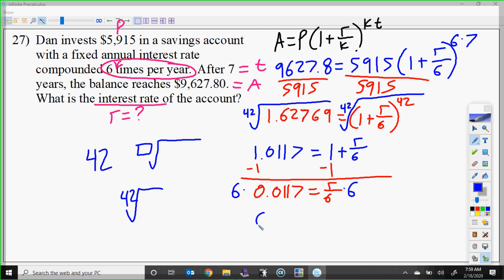And I end up with 0.06, and then a whole bunch of 9's. So I'm going to round that up to 0.07, which, if I'm doing an R, I want to change it to percent, is 7%.